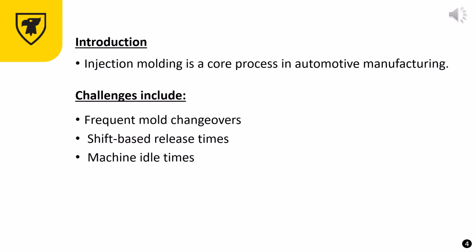In the introduction, injection molding is a core process in automotive manufacturing, especially for producing trim components like bumpers, grills, and brackets. However, this process comes with operational challenges that impact scheduling efficiency. Some of the key challenges include frequent mold changeover, shift-based release times of the jobs, and machine idle times. These constraints often lead to production delays and increased makespan, making scheduling optimization crucial.